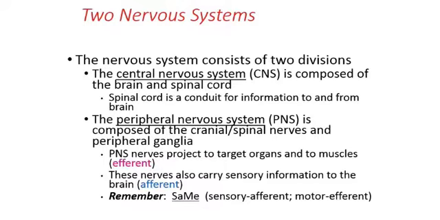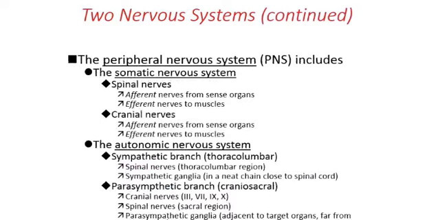Peripheral nervous system nerves project to target organs and to muscles, and we call those efferent nerves. And then these nerves also carry sensory information to the brain, afferent nerves, or sensory neurons. And again, remember, sensory, afferent, motor, efferent. Now, the peripheral nervous system can then be further divided into the somatic nervous system and the autonomic nervous system. The somatic nervous system includes the spinal nerves and the cranial nerves.